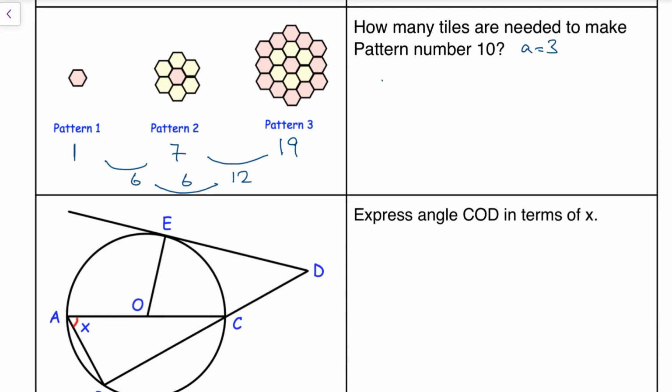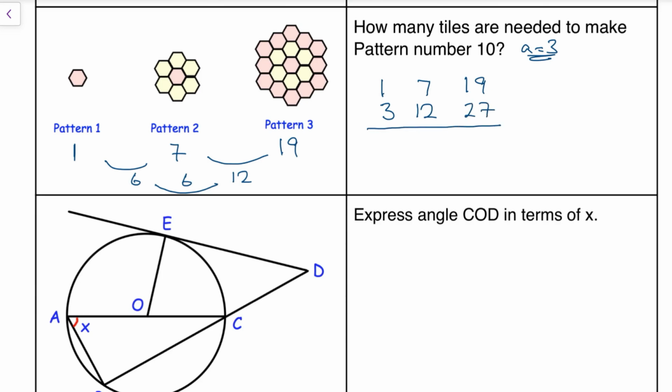Now, if you've seen me do one of these videos before, the way that I'm going to do is I'm going to write down 1, 7, 19. And then I'm going to write down 3 lots of n squared underneath. So 3 times 1 squared is 3. 3 times 2 squared is 3 times 4, which is 12. And 3 times 3 squared is 3 times 9, which is 27. And then I'm going to take these away.